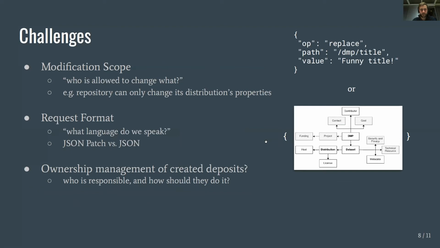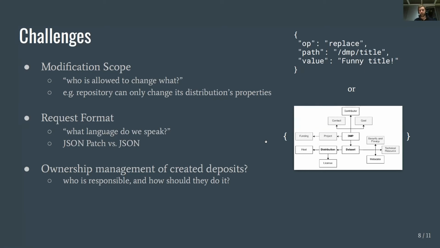Then, of course, when a change is proposed by the data repository, we had to figure out which distributions they should change, because obviously only their own and not another host's distributions. Also, because data sets are a shared concept with deposits in several repositories, we figured that those properties should not be changed either. So we limited the modification scope to distributions.